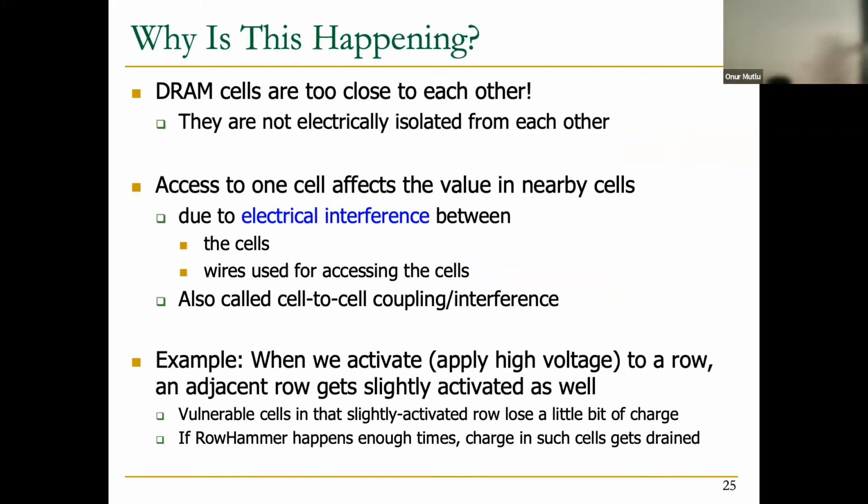I like this high-level abstract picture. I actually use this when I teach this to freshmen. For example, when you apply high voltage to a row, an adjacent row gets slightly activated as well. Clearly, I'm violating some low-level abstraction here. But vulnerable cells in that slightly activated row lose a little bit of charge. And if RowHammer happens enough times, charge in such cells gets drained. And as a result, you get data corruption.